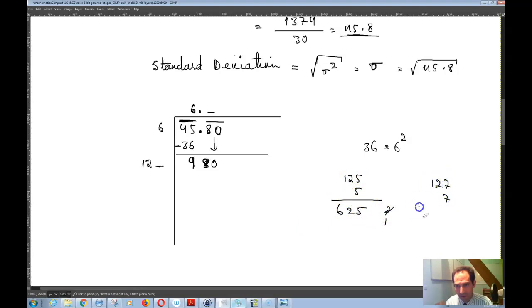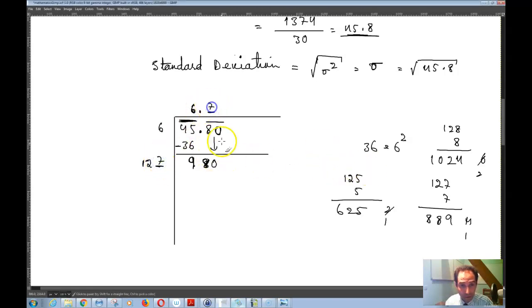127 times 7, 49, 4, 14, 18, 1, and 889. It's very close. 128 times 8, 64. This is not possible, I suppose. 16 plus 6 is equal to 22, 2, and 1024. So 127 times 7 is equal to 889.